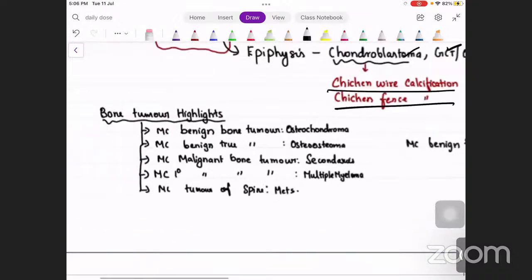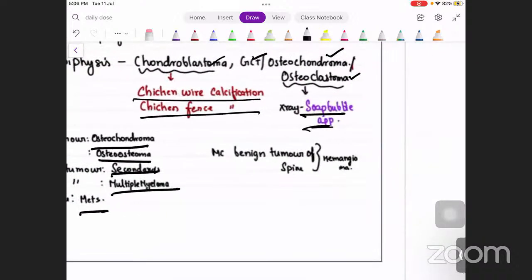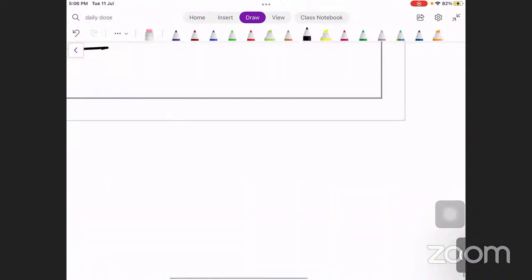Most common benign tumor is osteochondroma. Most common benign true bone tumor is osteoma. Most common malignant is secondaries. And most common primary malignant bone tumor is multiple myeloma. Most common tumor of the spine is metastasis. Most common benign tumor is hemangioma.